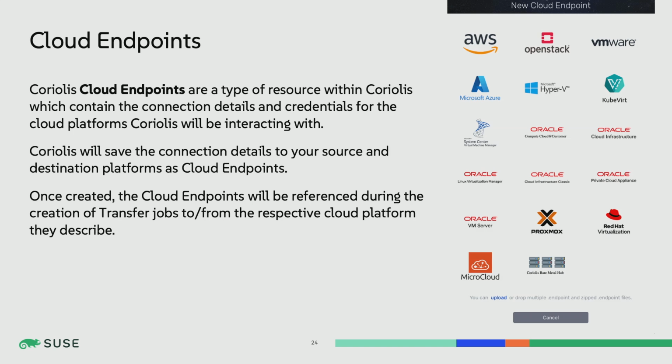In Coriolis, you need to tell the platform how to talk to your source and target clouds or virtualization solutions. This is what we call cloud endpoints. It's basically where we put your credentials to connect, in our case, to VMware and SUSE Virtualization.